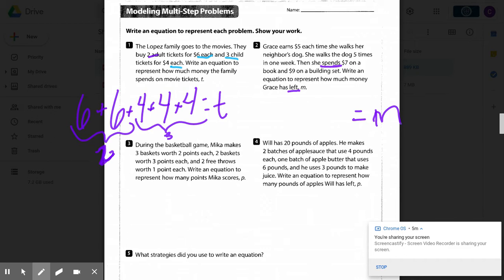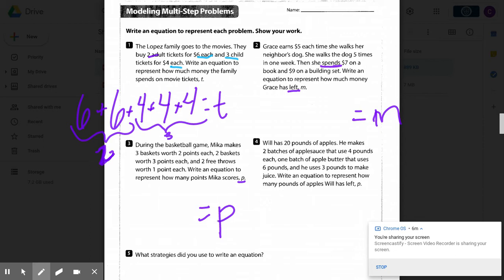Number 3, during the basketball game, Micah makes 3 baskets worth 2 points each, 2 baskets worth 3 points each, and 2 free throws worth 1 point each. Write an equation to represent how many points Micah scores. Same thing: this P stands for how many points Micah scores, so it's going to be equal to P.